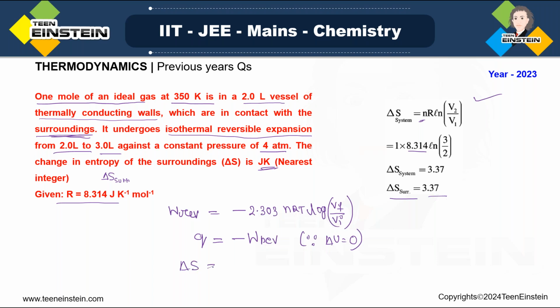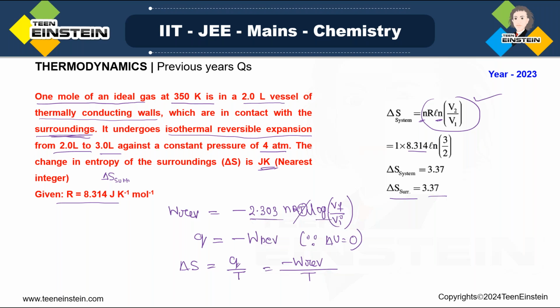But del S we know is Q divided by T. And Q is minus W reversible, so divided by T. Now minus W reversible divided by T, this T is cancelled and you are left with minus 2.303 nR ln VF by VI, and that is mentioned here. Here it is in terms of ln, but that doesn't matter. You just have to change it to 2.303.